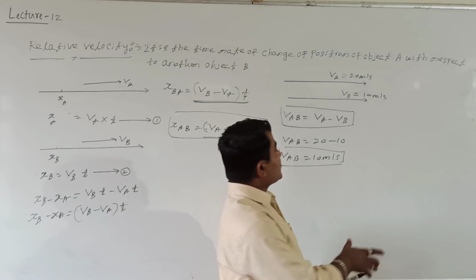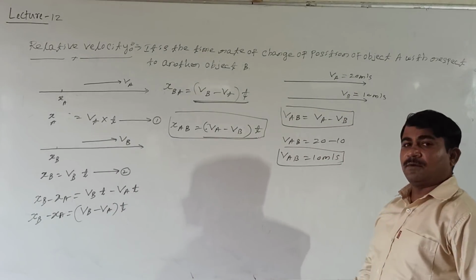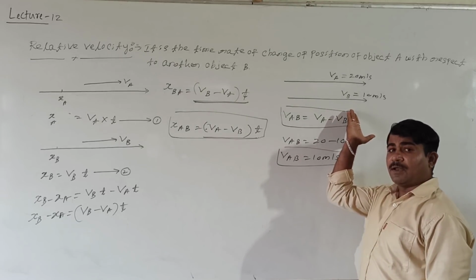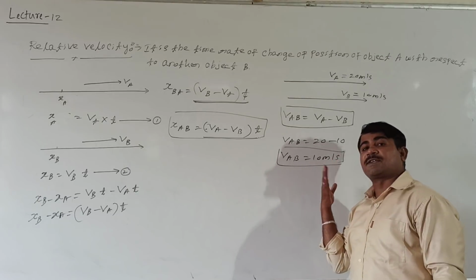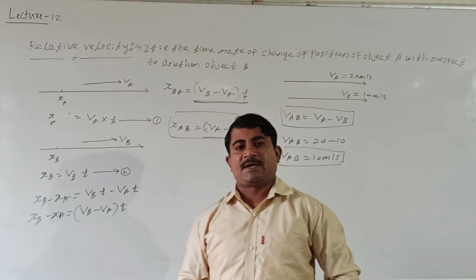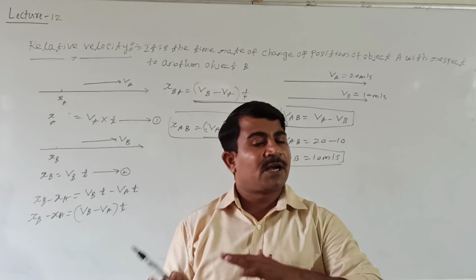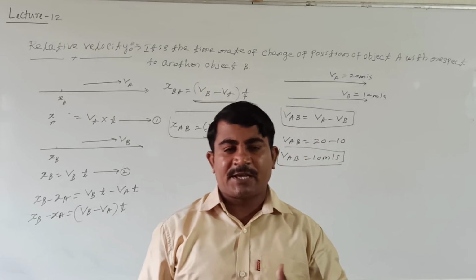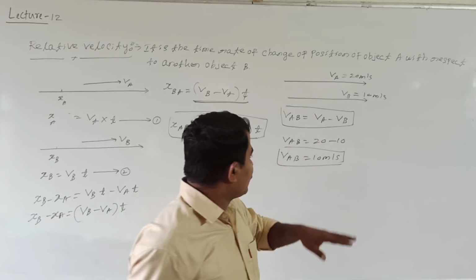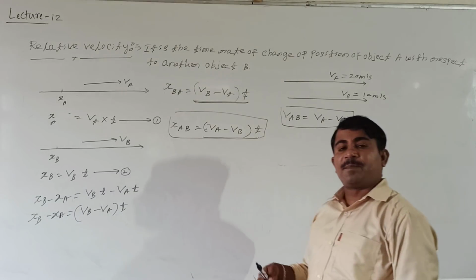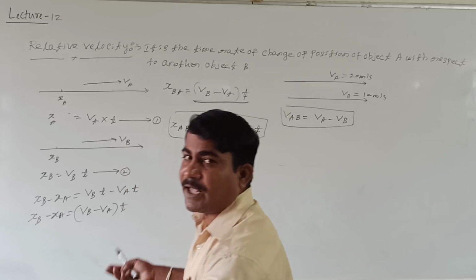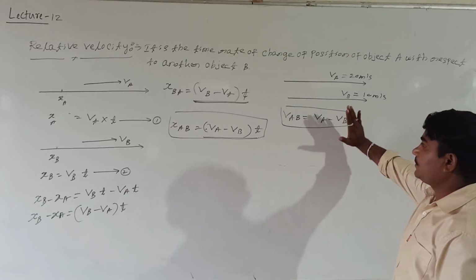Actually what is its velocity? 20 meter per second. But what can object B feel? Object B can feel object A moving with the velocity extra by an amount of 10 meter per second. Right? Shall I take the reverse situation here? Remove this one. What is this? Velocity of object A with respect to object B, I have written like this in the same direction.